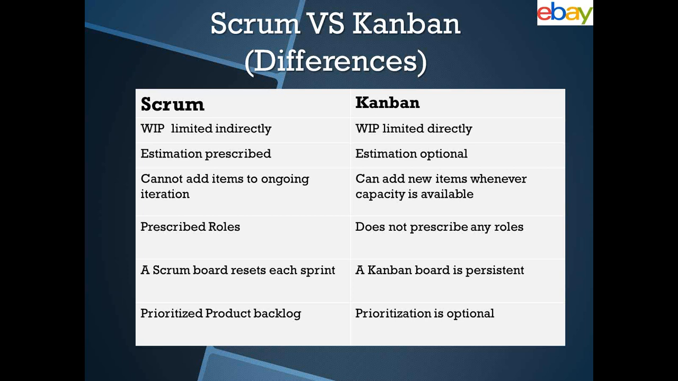A Scrum board resets each sprint. A Kanban board, as we saw, is persistent. In Scrum, we have a prioritized product backlog. We know what is coming for the next iteration. In Kanban, prioritization is optional. You can pick what you can do based on the capacity.